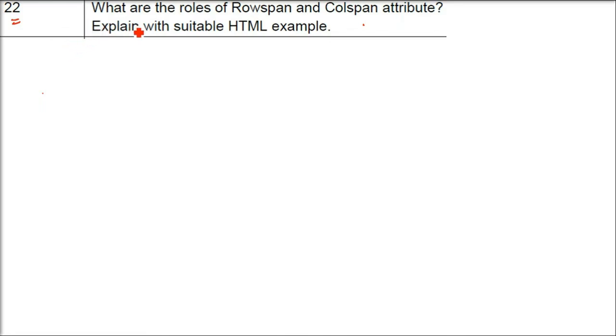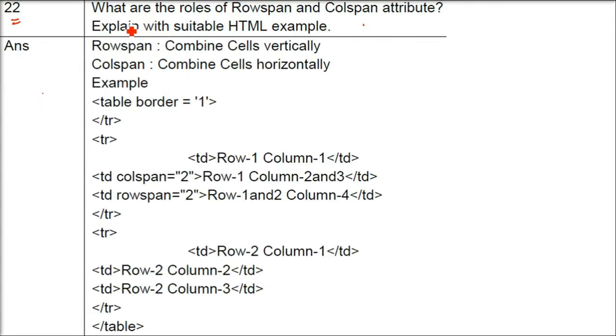What are the roles of rowspan and colspan attributes? Explain with a suitable HTML example. So here is the example which is given by the CBSE. Rowspan: we have a table here, and these are the rows. Now you want to increase the rows. If you want to increase the row, how many rows do you want to have content? If I add one more, assume it to be a row, so we have combined the rows.